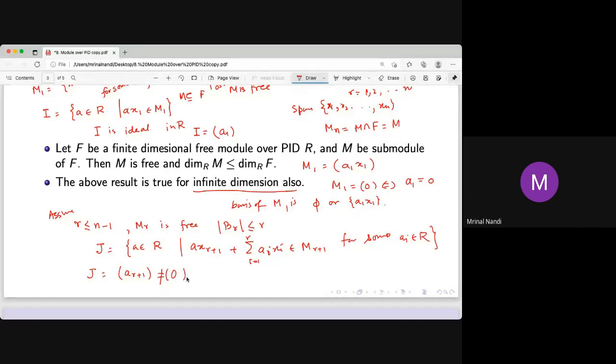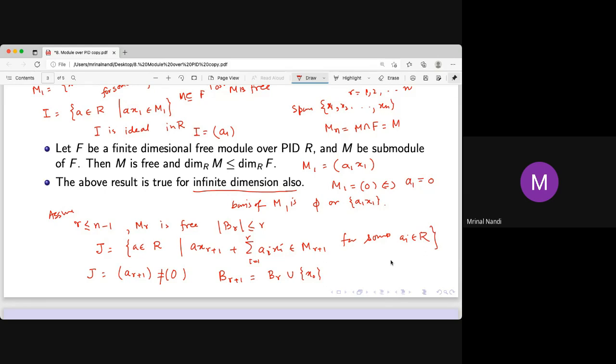If it is non-zero, that means a_{r+1} is non-zero, and in that case, similarly to case 1, we can prove that M_{r+1} is also free, and the basis is just B_r and one more extra element. So the basis of M_{r+1} is the basis of M_r union one single extra element. B_r has number of elements less than or equal to r, so B_{r+1} has at most r plus 1 elements.